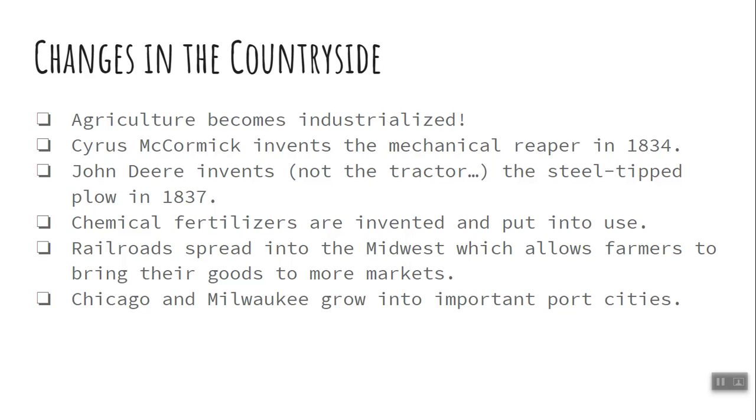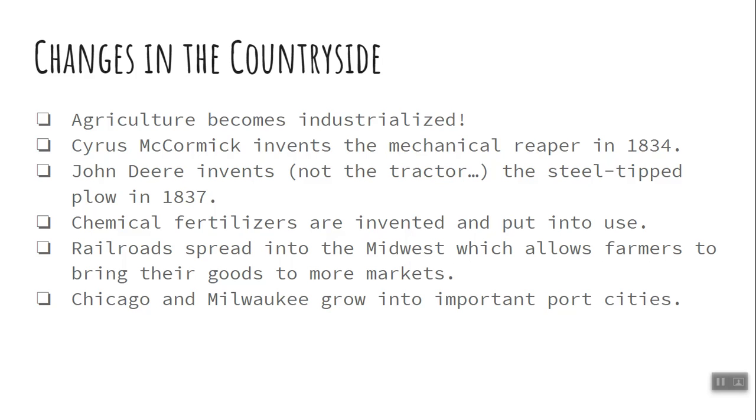Even the countryside has some change. The agricultural sector of the country becomes more industrialized. There's a guy named Cyrus McCormick. You may have never heard of him before, but he invents something called the mechanical reaper in 1834. This makes it much quicker and easier to harvest grains such as wheat or corn. Instead of having to go out and cut everything down by hand, there's now a machine that will cut it down and collect it for you.